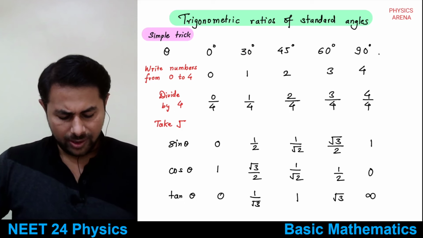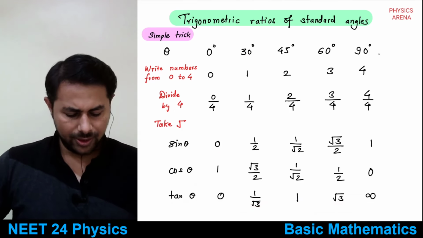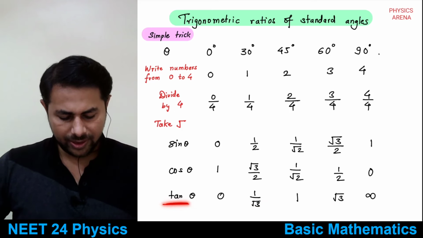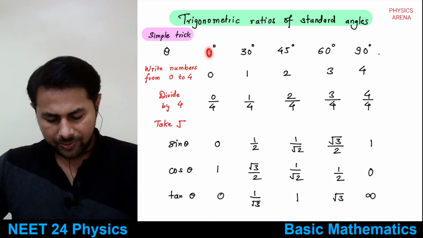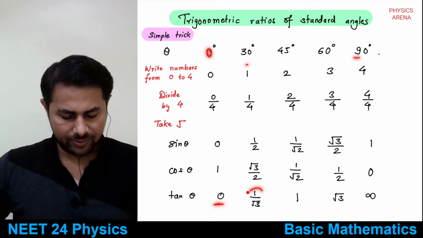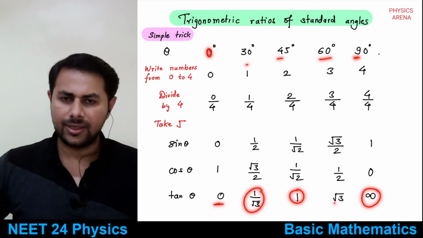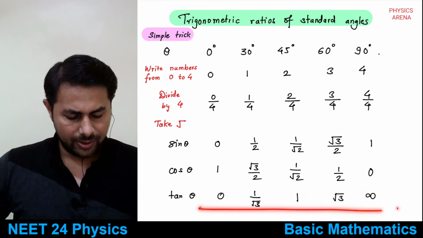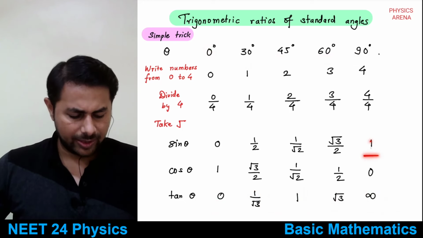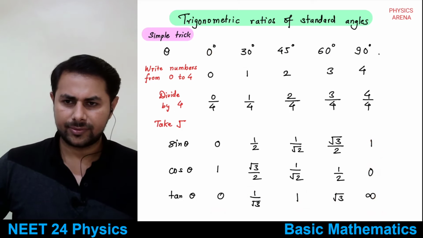Then if you take the ratio of these, you get tan. So tan of 0 degrees is equal to 0. Tan of 30 degrees is 1 by root 3. Tan of 45 is 1. Tan of 60 is root 3. And tan of 90 is infinity, since tan of 90 is 1 by 0. So again, is this clear? Is there a problem?